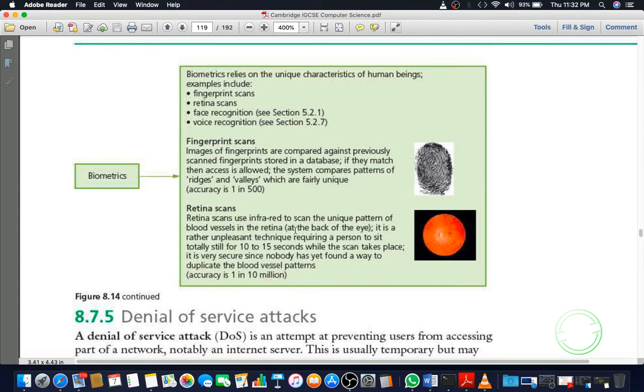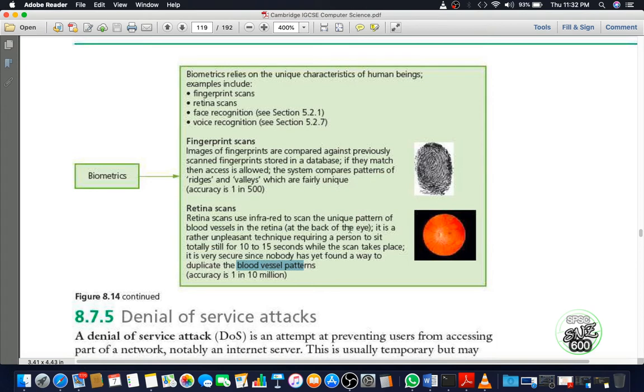So now the next one, that is retina scan. Retina scan uses infrared to scan the unique pattern of blood vessels in the retina at the back of the eye. It is a rather unpleasant technique requiring a person to sit totally still for 10 to 15 seconds while the scan takes place. It is very secure since nobody has yet found a way to duplicate the blood vessel pattern. So actually the blood vessel pattern inside the back of our eye is checked here.